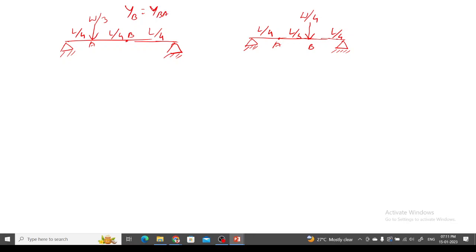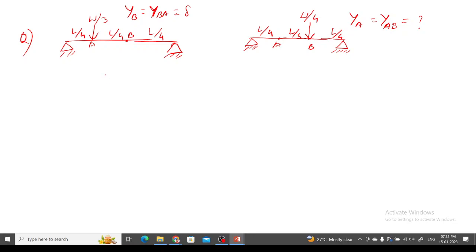YBA means what is the deflection at point B due to load applied at point A, which is equal to delta. So can you find out what is YAB, the deflection at point A due to load applied at point B? I need YAB in terms of delta. Simple. 3 by 4 of delta. Yes, 3 by 4 of delta.